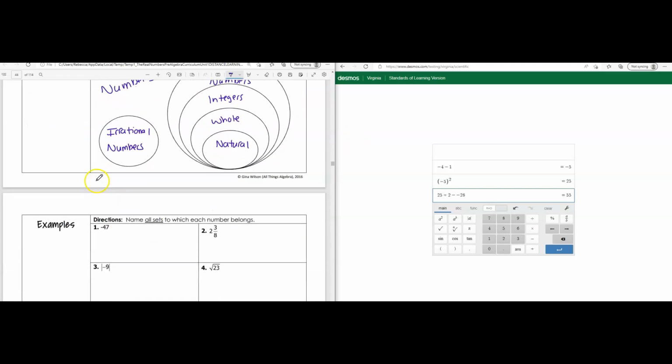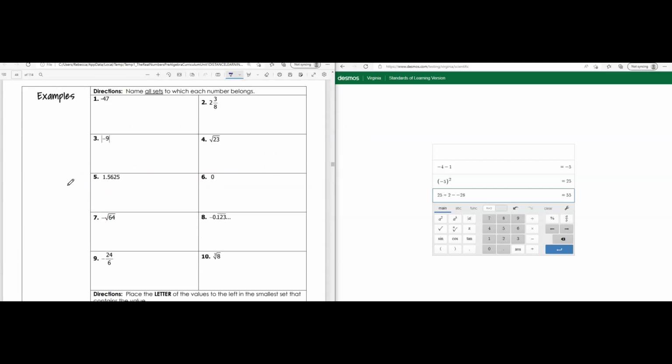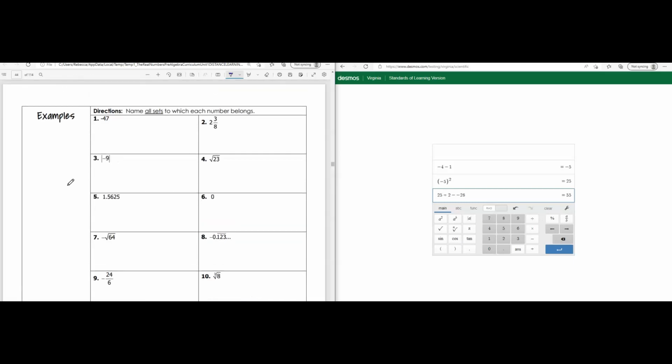So we're going to work through some examples. I am going to do the odd numbered ones. You're going to do the even. This is asking us to name all the sets to which each number belongs. For the first one, -47. -47 is a rational number. It's also a real number. If it's rational, it's got to be real. And it's also an integer. And that is all the sets this number could belong to.